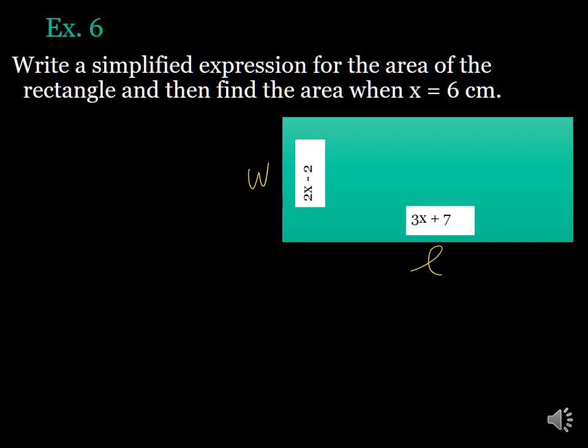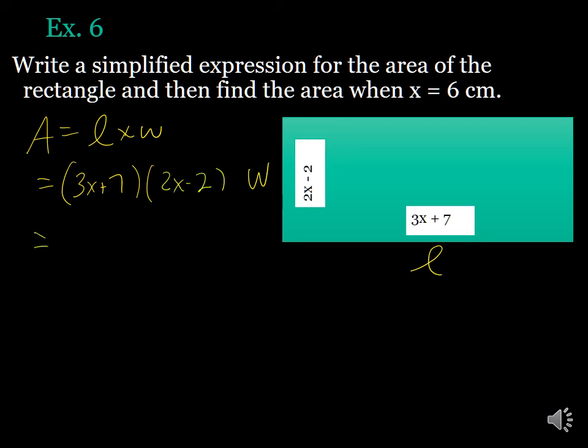So the first thing you should start with, how do you find the area of a rectangle? Hopefully you remember it is length times width. So the area of this rectangle is 3x, it doesn't matter what order you put these in, 3x plus 7, that's my length, times my width, 2x minus 2.